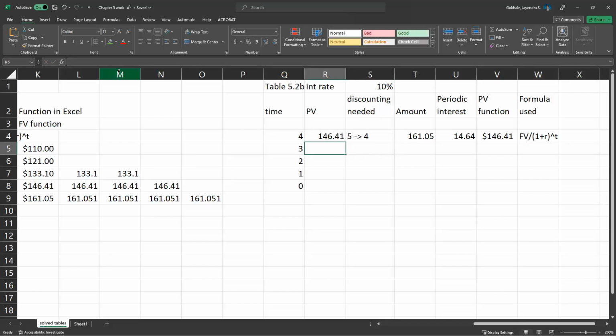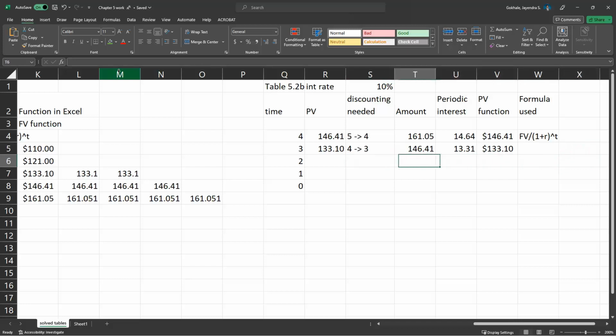Now let's go to the time T equals 3. So let's go from 4 to 3. All we do is Control D. And the periodic interest, Control D. PV function, Control D. We just copy the formula down. That's the beauty of Excel. Now, could we do 5 to 3? Sure we can. And let's see that here.